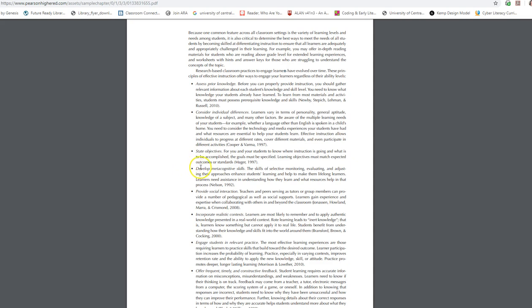You need to help develop metacognitive skills. Those are the skills of monitoring and evaluating and adjusting your approach to enhance your students' learning. That's making those adjustments as you go to help develop those lifelong learners. You need to provide some sort of social interaction at some point within your classroom. You need to incorporate realistic contexts.